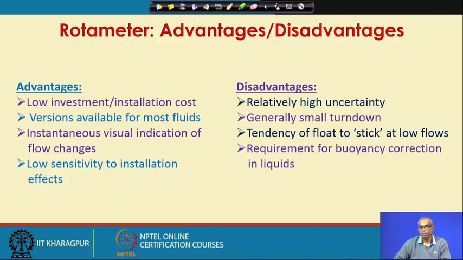However, there are some disadvantages: relatively high uncertainty compared to some other flow meters, generally small turndown, tendency of the float to stick at low flows, and requirement of buoyancy correction in liquids. So, we will stop our discussion on rotameter here.